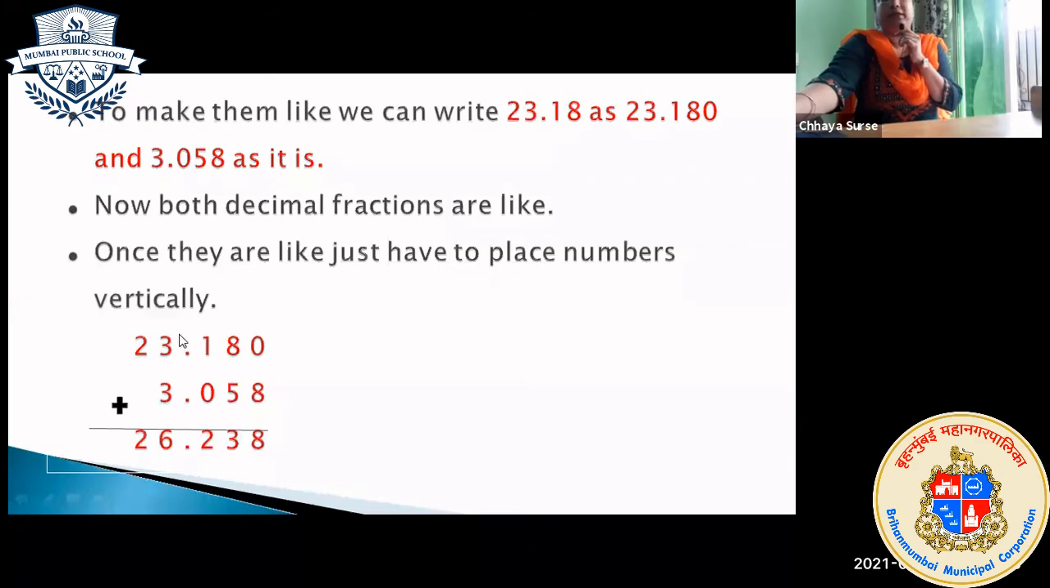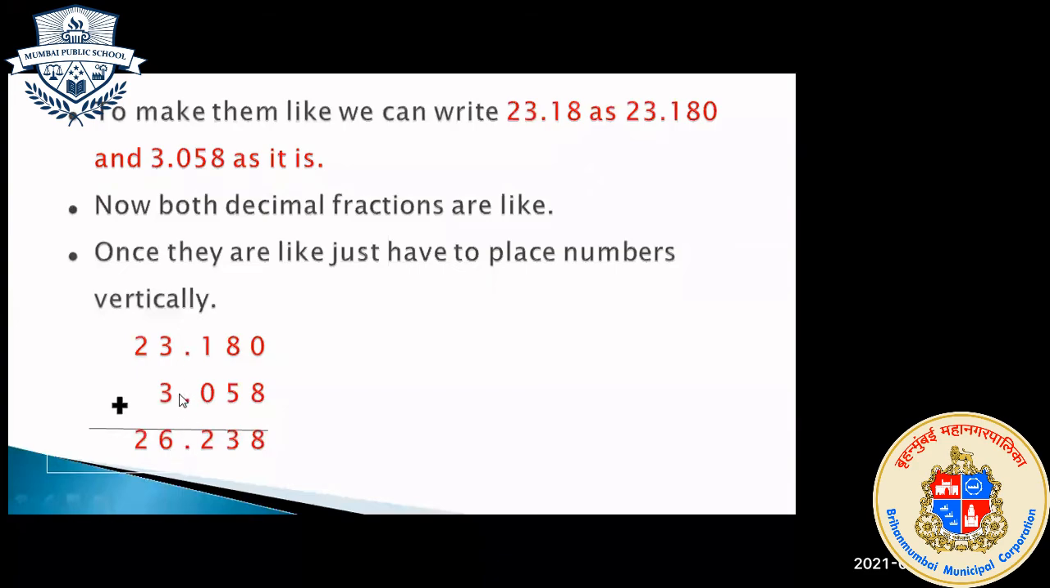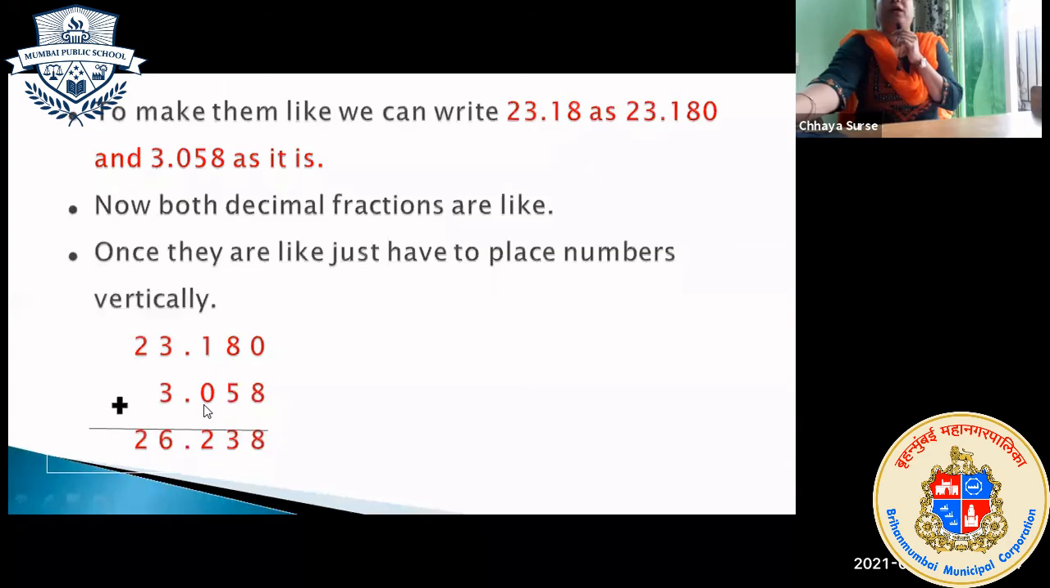Then the decimal point. Now listen. The decimal points should be in the same vertical line, and numbers should be in the proper places. Now the 1 is on the tenths place, 5 is the hundredths place and this is the thousandths place. Clear? So now you can easily add the numbers because here there were 2 decimal places, so we added the 0.